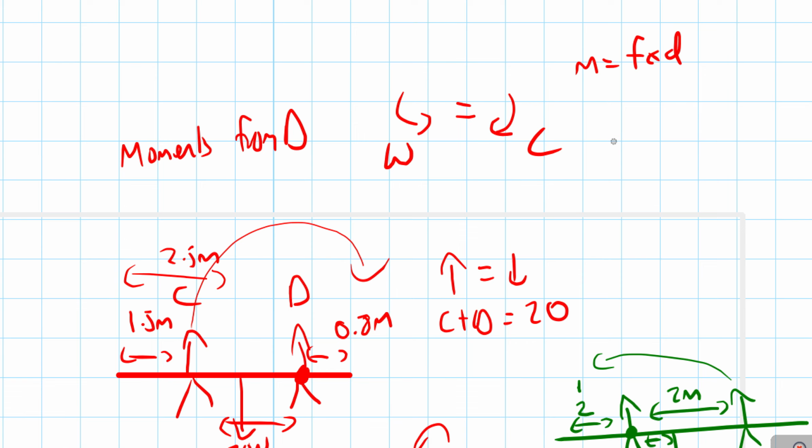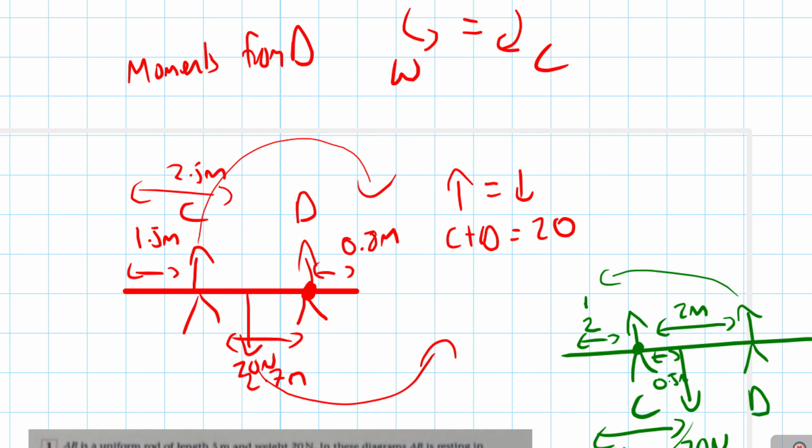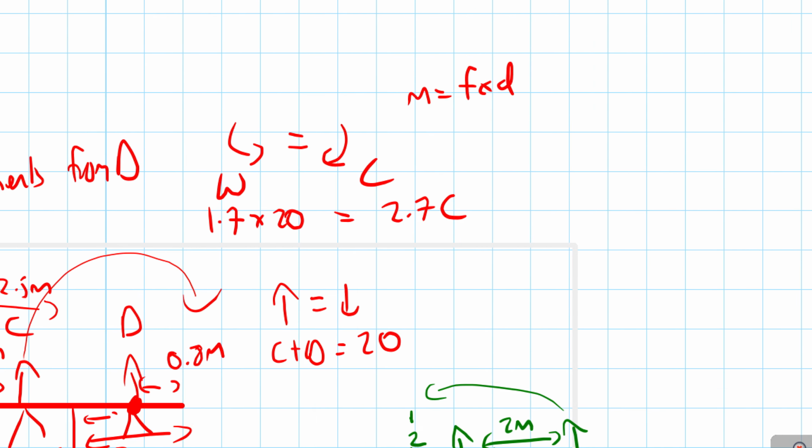So in this case here we're going to have, so the weight here, we're 0.8 meters away from the edge, and we know that the distance from the weight to the edge is 2.5 meters. So here we just need to do 2.5 minus 0.8, which is 1.7. So the weight is 1.7 meters away and it's 20 newtons, so that's the distance and the force. And C is given to us as 2.7, so it's 2.7 C. And then from here we just rearrange, so C is equal to 1.7 times 20 divided by 2.7.